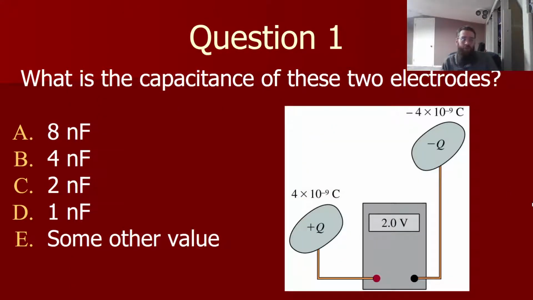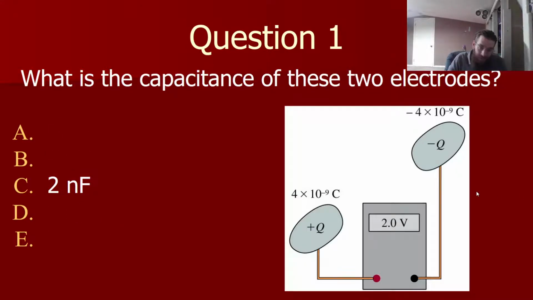So, question 1. What is the capacitance of these two electrodes? Well, it's 4 times 10 to the negative 9th, or 4 nanocoulombs on this one, negative 4 nanocoulombs on that one. What's the capacitance? Well, capacitance would be Q over delta V. So, it gives you delta V as 2 volts, gives you Q. So you do 4 divided by 2, you get 2. Hopefully that's straightforward enough. But again, if there's questions, let me know.